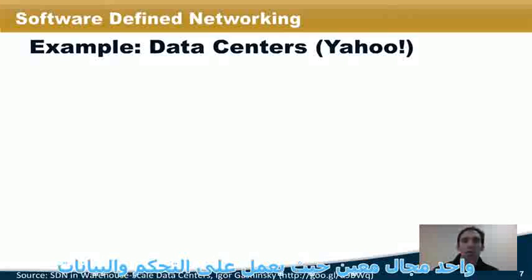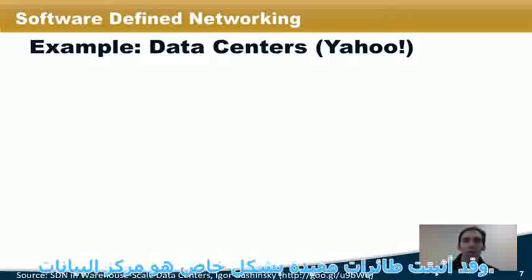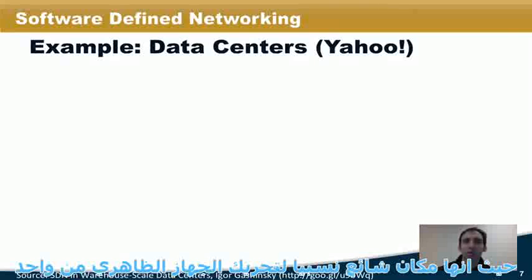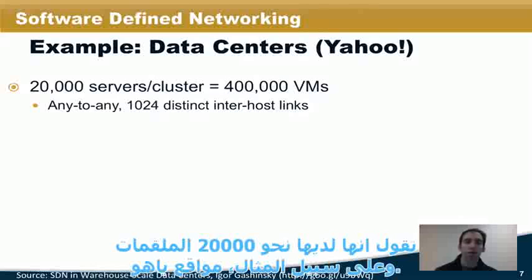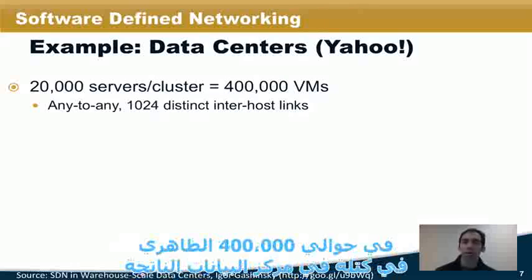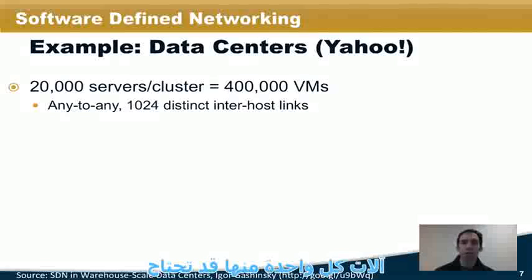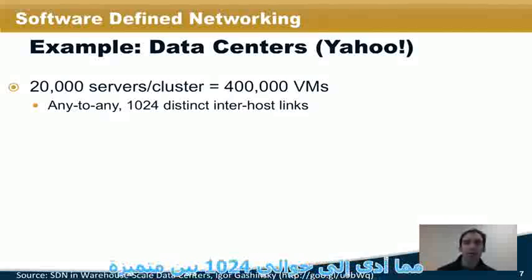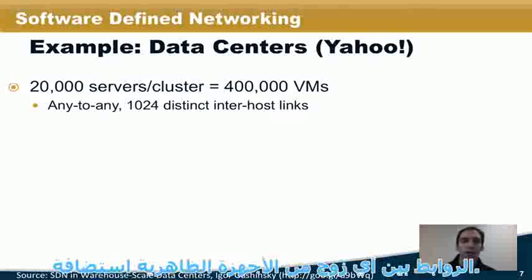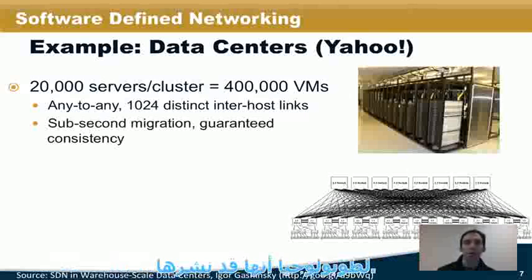One particular domain where separating the control and data planes has proved particularly useful is the data center, where it's relatively commonplace to need to move a virtual machine from one physical location in the data center to another as traffic demands shift. As one example, Yahoo cites that it has about 20,000 servers in a cluster in a data center, resulting in about 400,000 virtual machines, each of which might need to communicate with any other virtual machine, thus resulting in about 1,024 distinct interhost links between any pair of virtual machines for the topology that they've deployed.